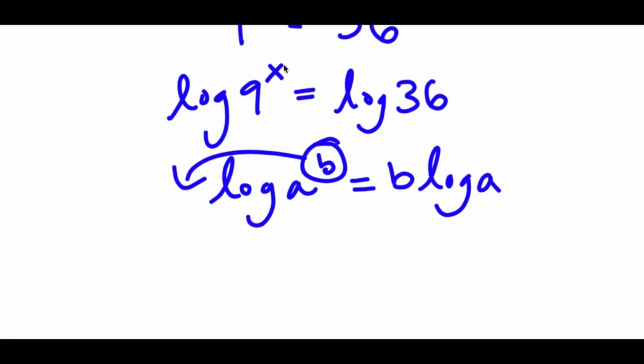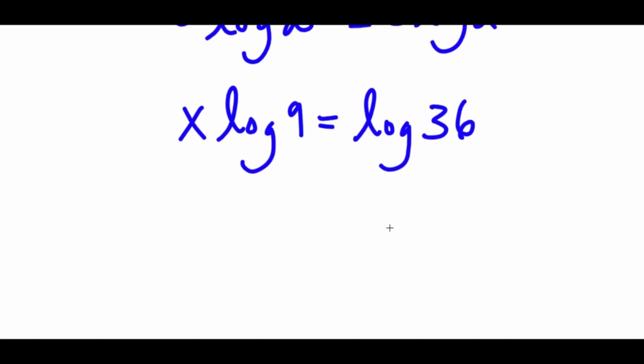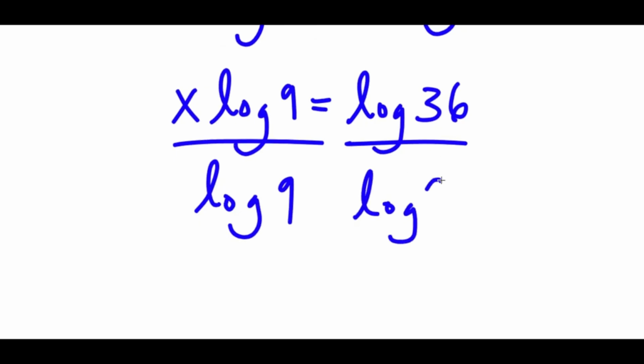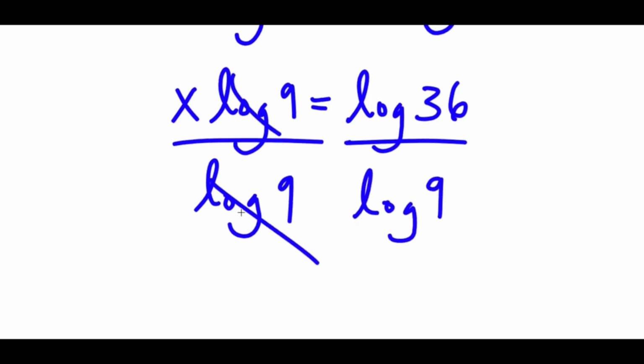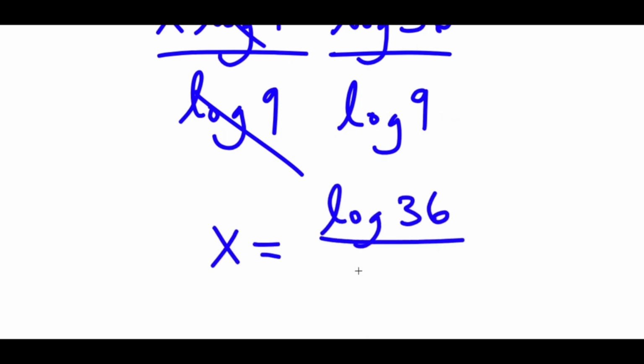So in this case, I have log 9 to the power of x, and I can move x to the front. So now I have x times log 9 is equal to log 36. Now if I divide both sides by log 9, these two cancel out. And I get x is equal to log 36 over log 9.